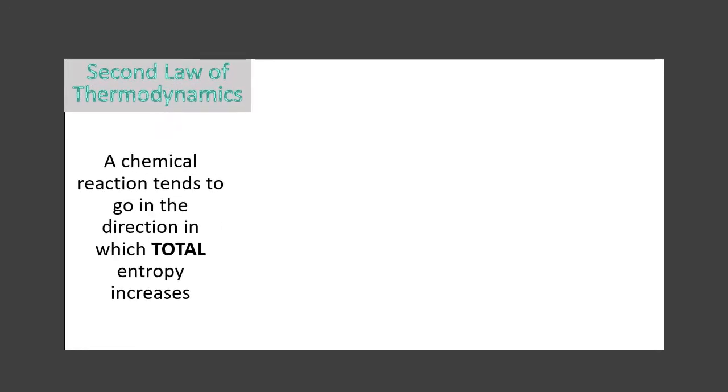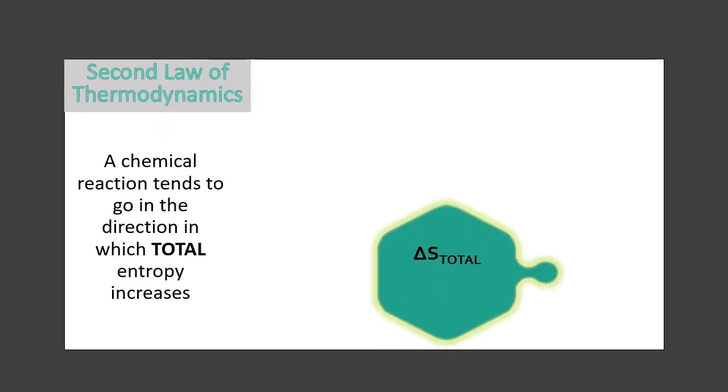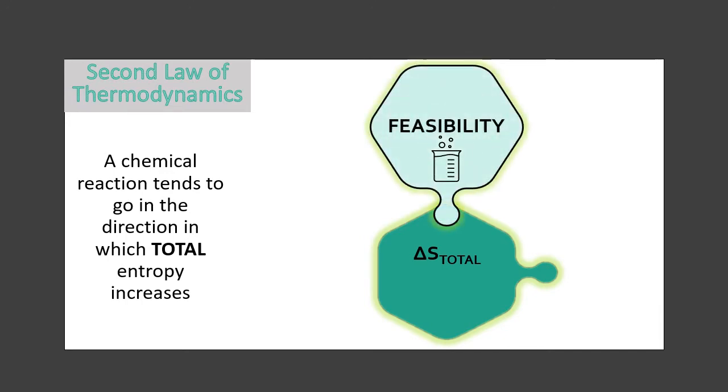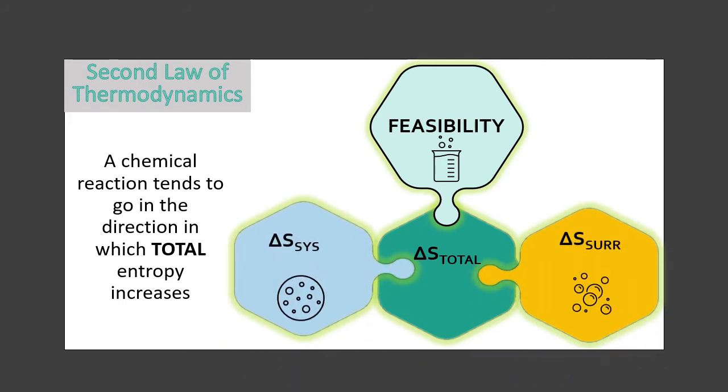This means it is in fact the total entropy which determines whether the reaction occurs or not, or the spontaneity or the feasibility of the reaction. Total entropy involves both the system and surroundings. So in today's lesson, we will see details of total entropy and entropy change of the surroundings.